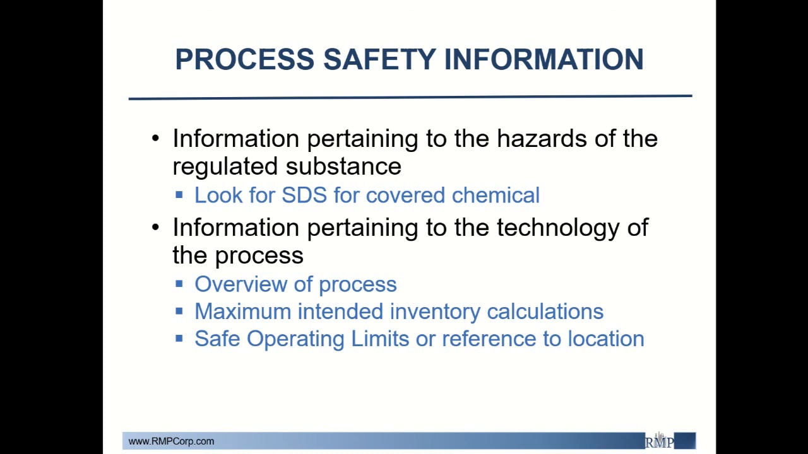For the process safety information, you want to look at information pertaining to the hazards of the regulated substance, and typically this is done by looking for the SDS of the covered chemical. You also want to make sure that they converted from the previous MSDS to an SDS.